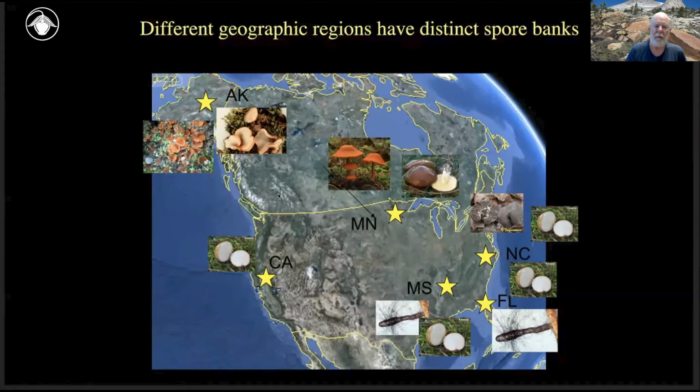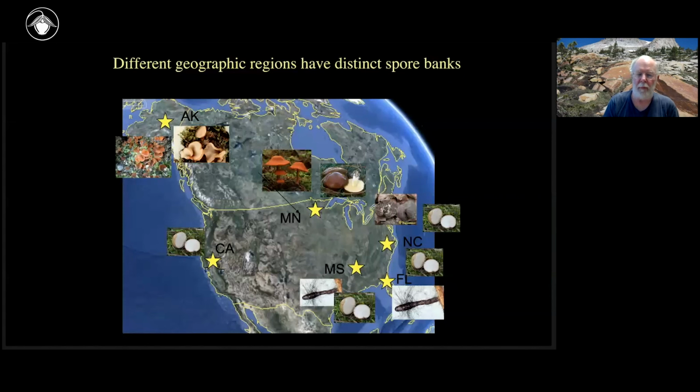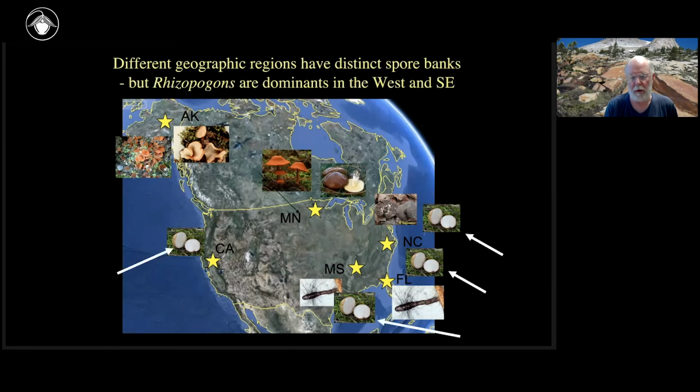And we look at the geographic pattern of these. The spore banks in similar areas look similar, but across the continent, you get different dominance. And what you can see is that this little icon are all the genus Rhizopogon, which again, I'm going to come back to. And we saw in the first one, were dominants in the west and the southeast.